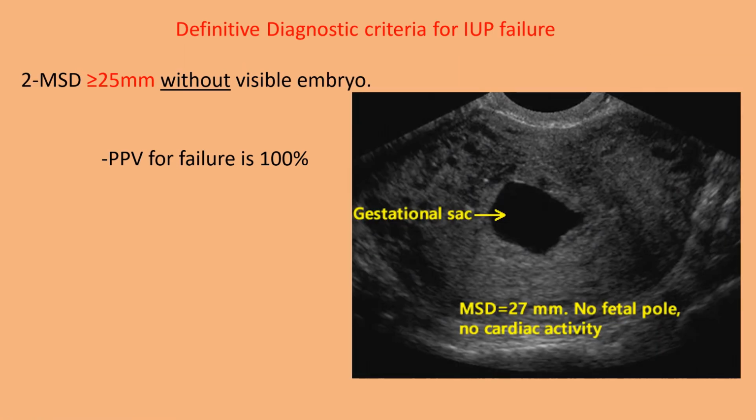Definitive diagnostic criteria of intrauterine pregnancy failure. Second one is mean sac diameter of 25 mm or greater without visible embryo. It's also 100% positive predictive value for failure.